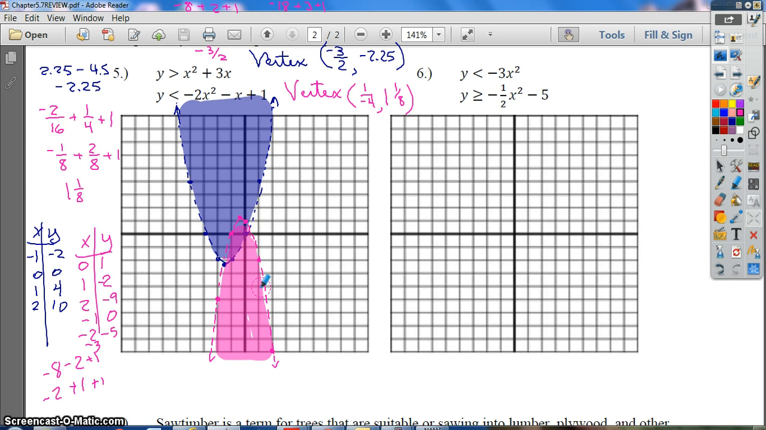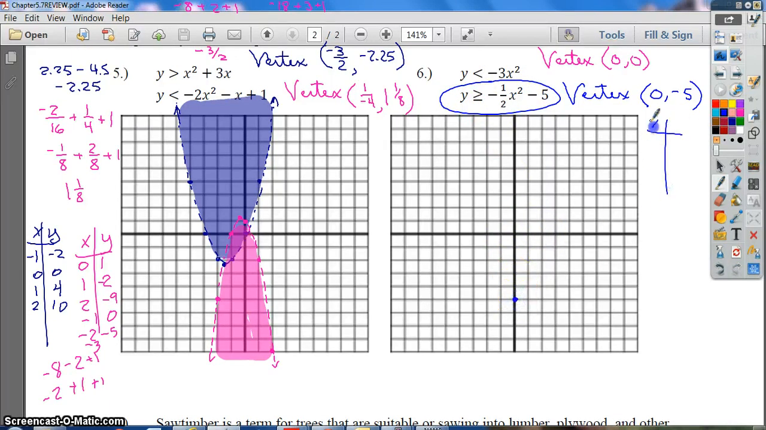Okay? I'm going to actually jump through number 6 quick. Now 6 is a lot more user-friendly because your v values are 0 on each, so your x in your vertex is going to be 0. Now, if you put 0 in, you get 0, 0. If you put 0 in here, you get -5. So I'm going to start with the bottom equation, which is this one. I'm going to do it in blue. So I'm going to go 0, -5, 3, 4, 5.